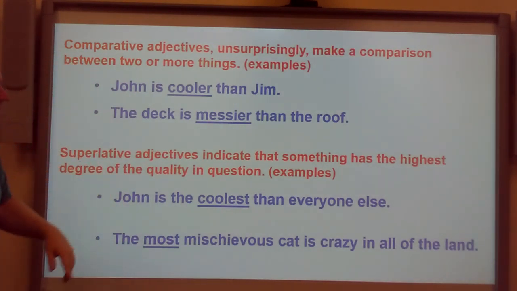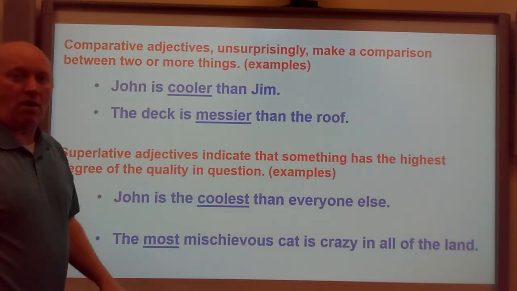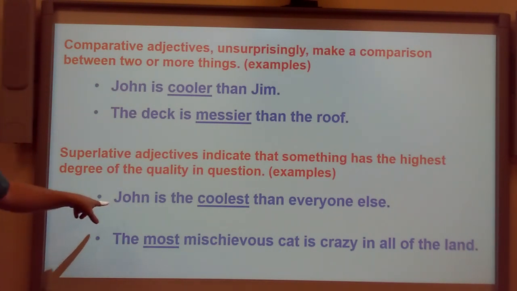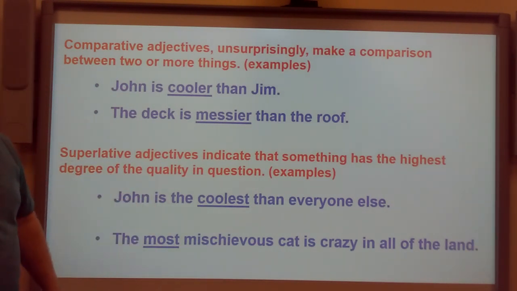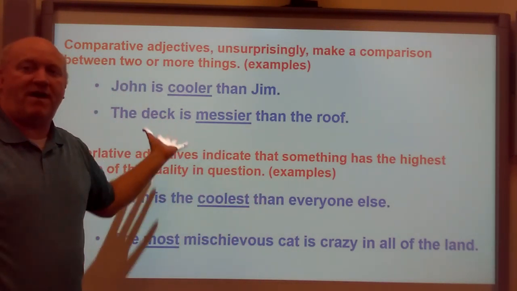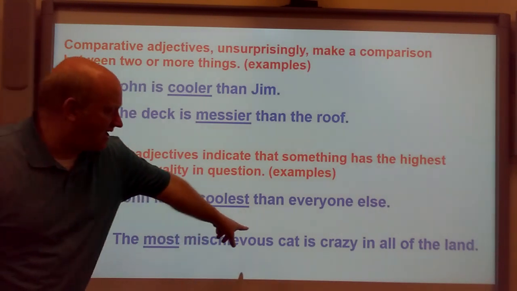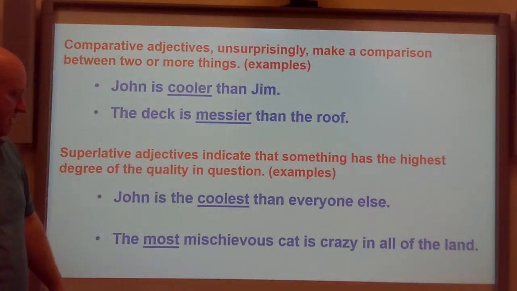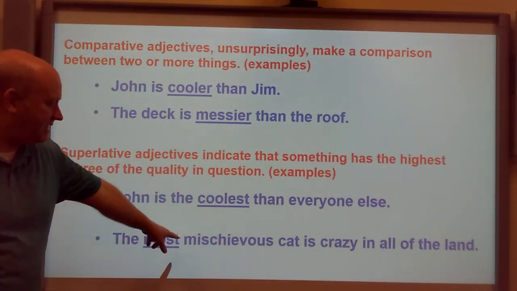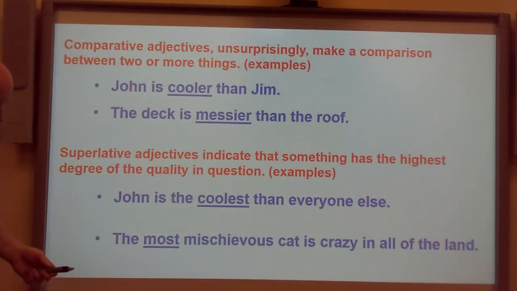Okay? Superlative adjectives indicate that something has the highest degree of the quality in question. Talking about a whole lot. For example, John is the coolest of everyone else. Everyone else could be 3, 4, 5, could be 10 people. And then, the most mischievous cat is crazy in all of the land. Sometimes, instead of saying mischievous, we use the word most.